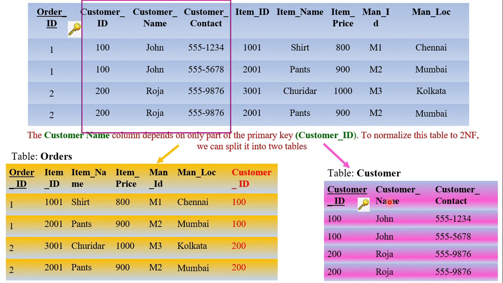So the point here is that the single table, which is not satisfying the 2NF condition, we are decomposing into two new tables. That is it.